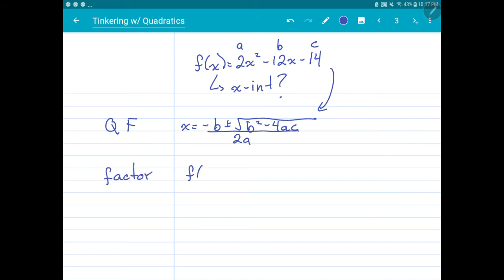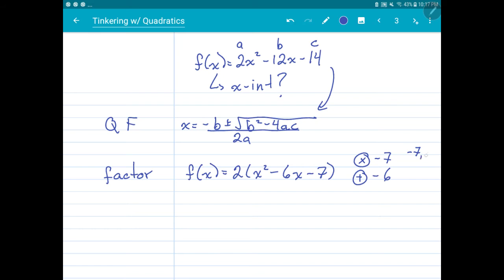Okay, so we'll say f of x is equal to, okay, let's common factor out the 2. So we get x squared minus 6x minus 7. And then we're going to factor this by looking for two numbers that multiply together to give us minus 7 and add together to give us minus 6. Well, that's just going to be minus 7 and 1. Okay, so we get 2 times (x minus 7) times (x plus 1).